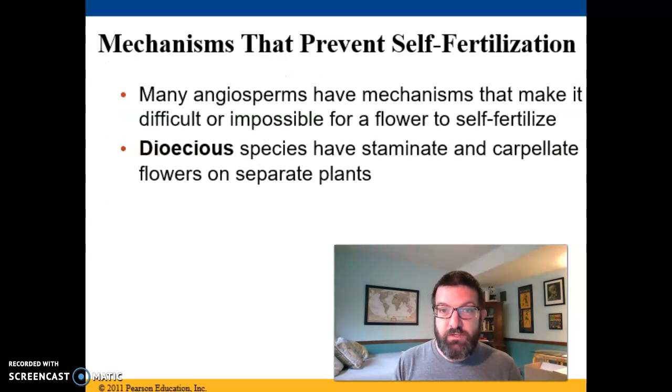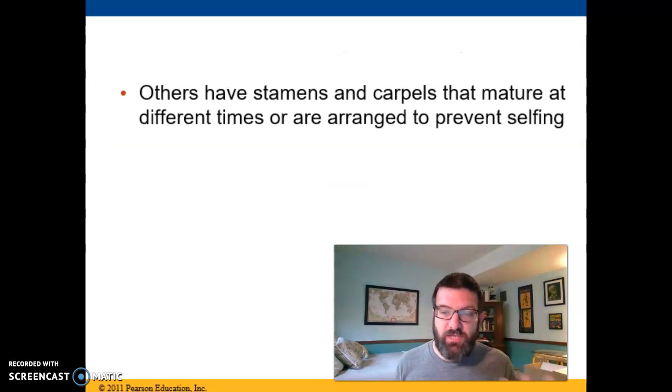One easy way to prevent self-fertilization is to have individuals that are different sexes. This is called being dioecious, meaning you don't have flowers that have male and female parts together. You have separate male individuals and separate female individuals that have their respective staminate or carpellate reproductive organs. Other plants have stamen and carpels that mature at different times so that they can't fertilize themselves because they don't have mature carpels when they're producing pollen, for instance.